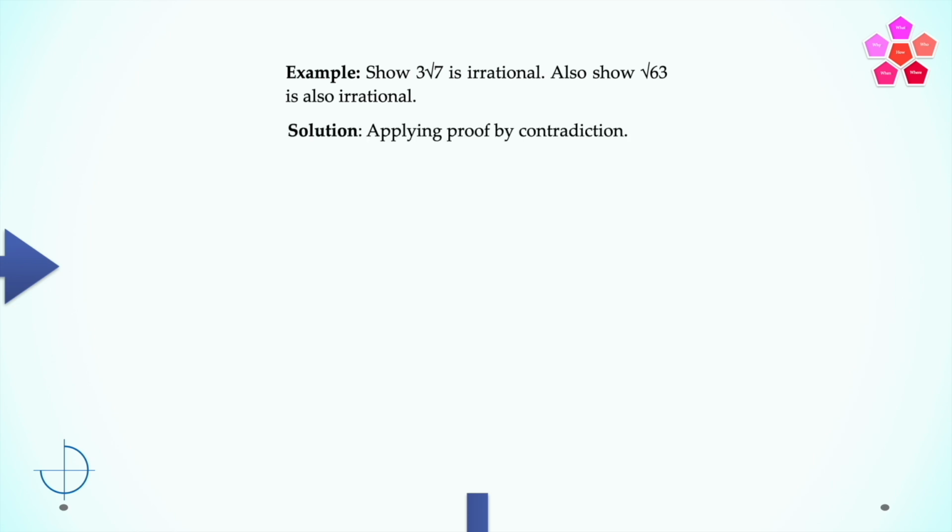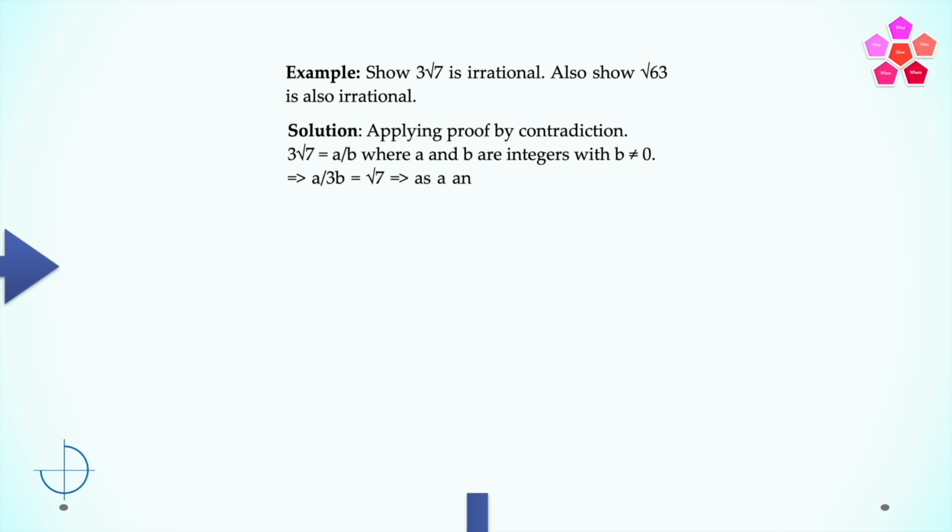Let's take another example to show 3 root 7 is irrational. Also show root 63 is also irrational. Again, applying proof by contradiction, let's assume 3 root 7 is a rational number which can be expressed in the form of p by q. Here we are taking a by b, where a and b are integers and b is not equal to 0. So a by 3b is equal to root 7.